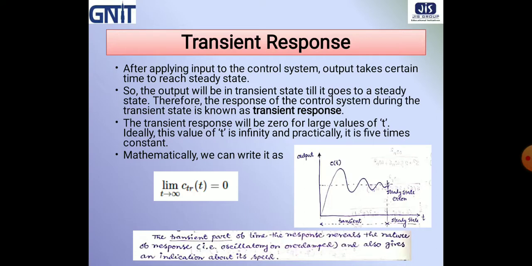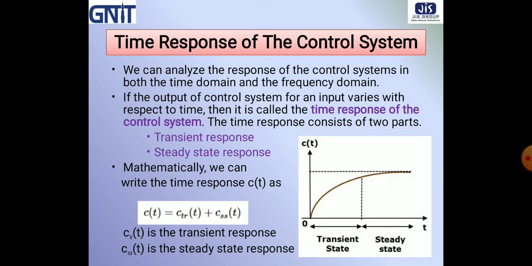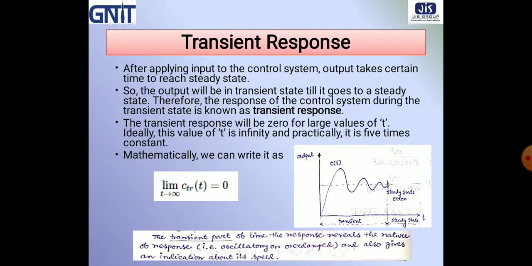So what is transient response and what is steady state response? Suppose this is our total time response of a system. From 0 to steady state, 0 to constant value, this region is our transient state, and when the output response is constant, that region is called steady state.